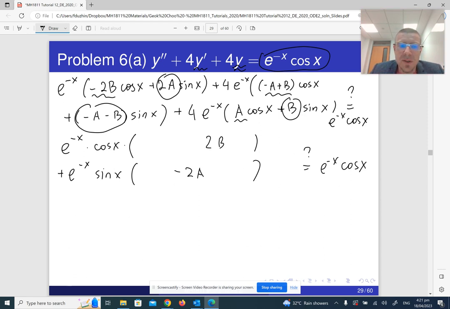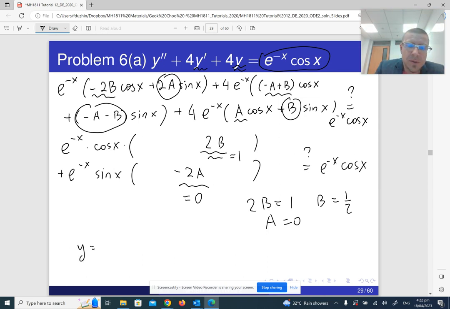Okay, so now for which values of a and b will we get e to the minus x cosine x? Well, very simple, right? So the right hand side does not have sine x, so this should be 0, and this should be 1. So 2b equals 1, b equals 1/2, and a is 0. So that's it.